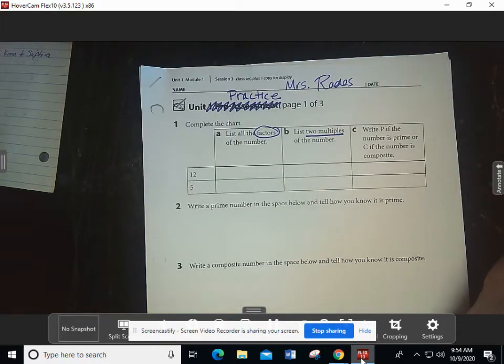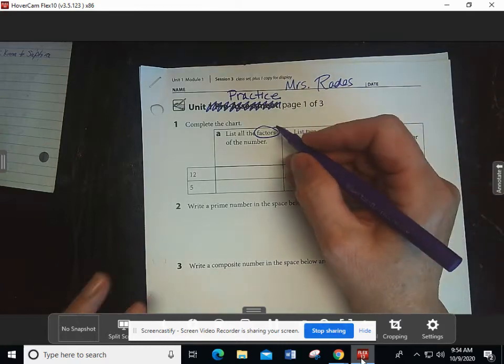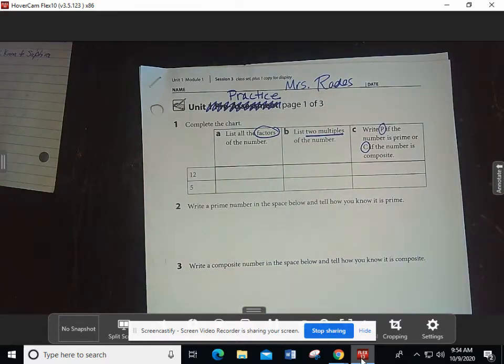And then on the last column, we have prime and composite. So let's review what a factor is. What are factors? Raise your hand. What are factors? Everybody's so busy working on this, they're not raising their hand. Thank you, Phoenix.